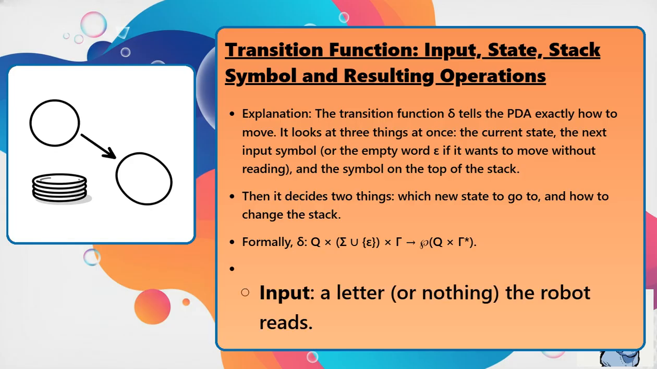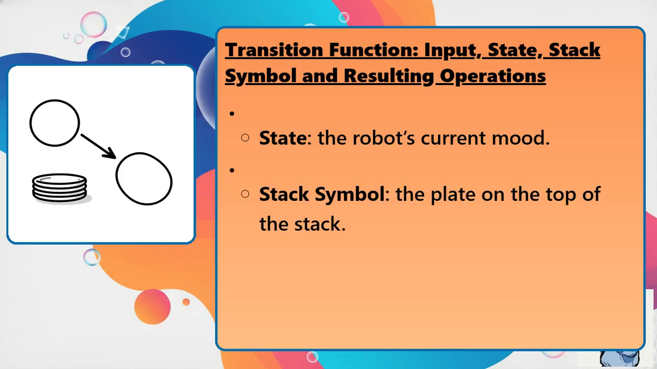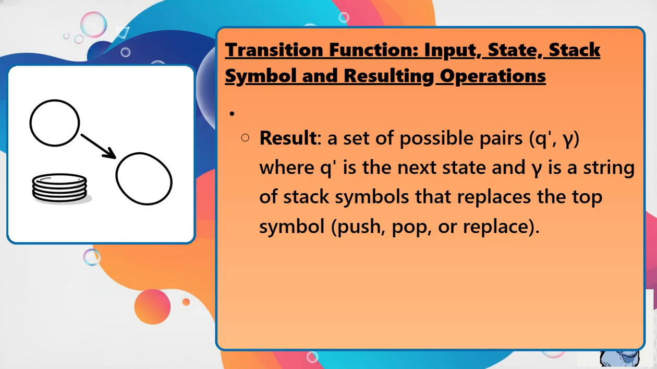Input: a letter or nothing the robot reads. State: the robot's current mood. Stack symbol: the plate on the top of the stack. Result: a set of possible pairs (q', γ), where q' is the next state, and γ is a string of stack symbols that replaces the top symbol, push, pop, or replace.